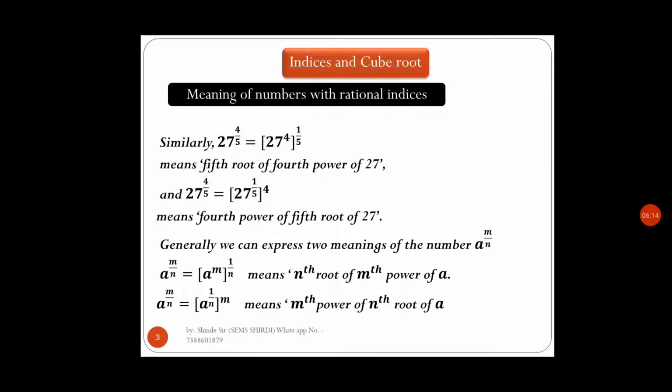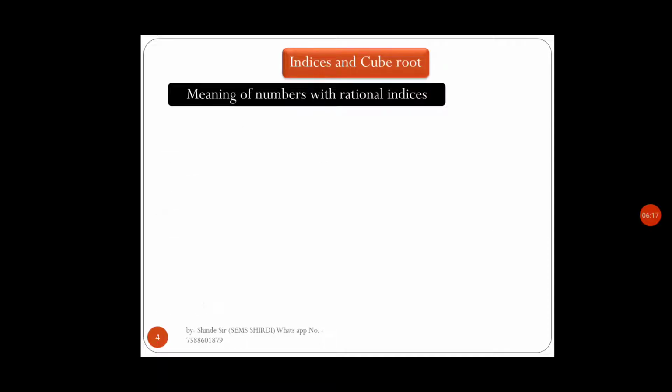Okay, now let us see some examples. Using the rule (a raised to m) raised to n is equal to a raised to m into n, you know that there is one rule. We get 8 squared raised to 1 by 3 is equal to 8 raised to 1 by 3 raised to 2, which is 8 raised to 2 by 3. How to write 8 raised to 2 by 3?